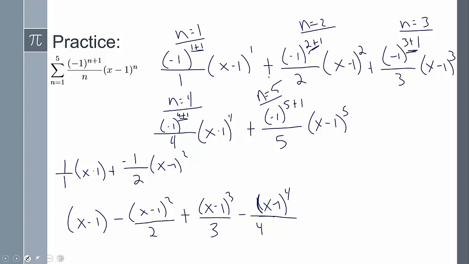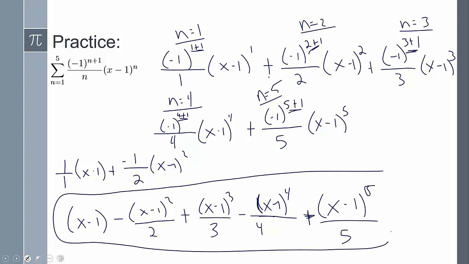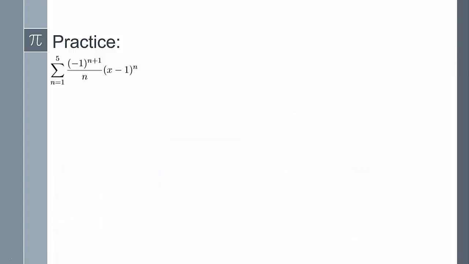And my last one, when I plugged in 5, I get 6. -1 to the sixth power is positive. So that's going to be plus x minus 1 to the fifth over 5. And that's it. That is the summation of those. It's just in a variable, and it's okay that it's in a variable.